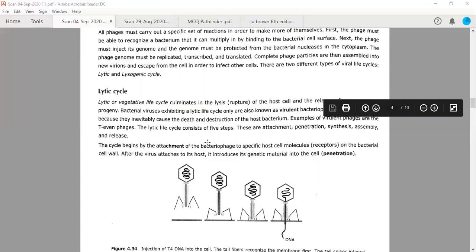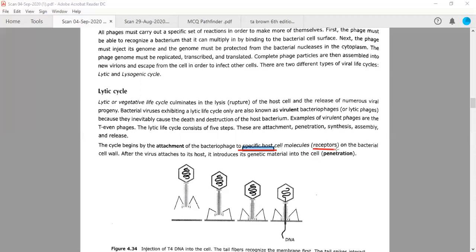So the cycle begins with the attachment of the bacteriophage to a specific host, because viruses generally have a narrow host range. Therefore, remember this: they need to infect a specific host, because this host has some kind of receptors over its cell membrane or cell envelope, on the bacterial cell wall. After the virus attaches to its host, it introduces its genetic material into the host cell, which is called penetration, the second step.